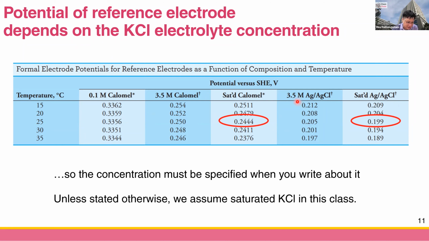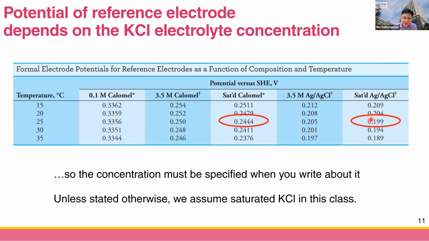Let's take 3.5 versus saturated. At 25 degrees Celsius, the electrode potential changes from 0.205 to 0.199, which seems not too much, but if you measure trace concentrations in picomolar or nanomolar, this is very huge. So it is good to know the concentration. If you communicate with people about your reference electrode, you need to specify the concentration. But in this class, we can assume that we use saturated KCl all the time. So if I give you a problem using the silver chloride electrode to calculate something, you just use the saturated KCl value, which is 0.199 volt.